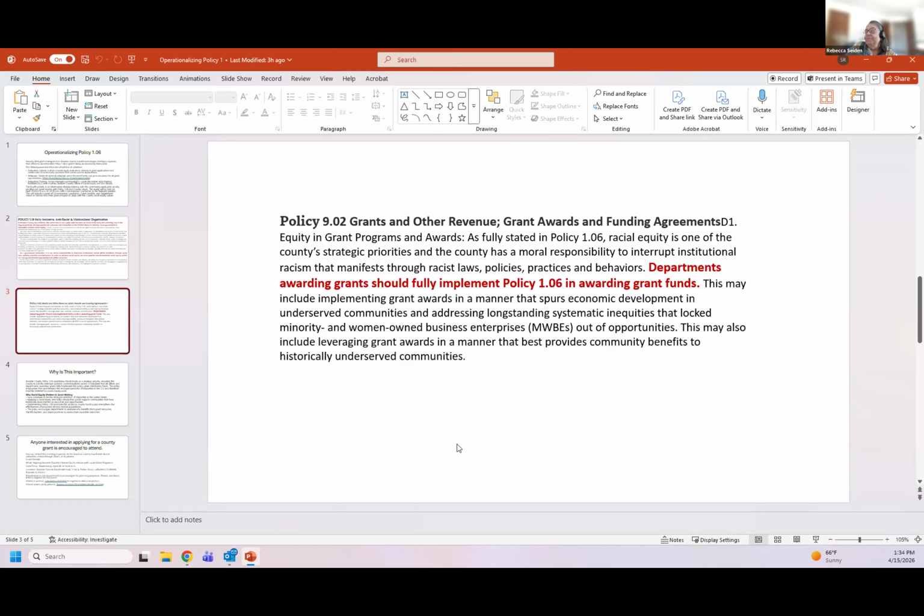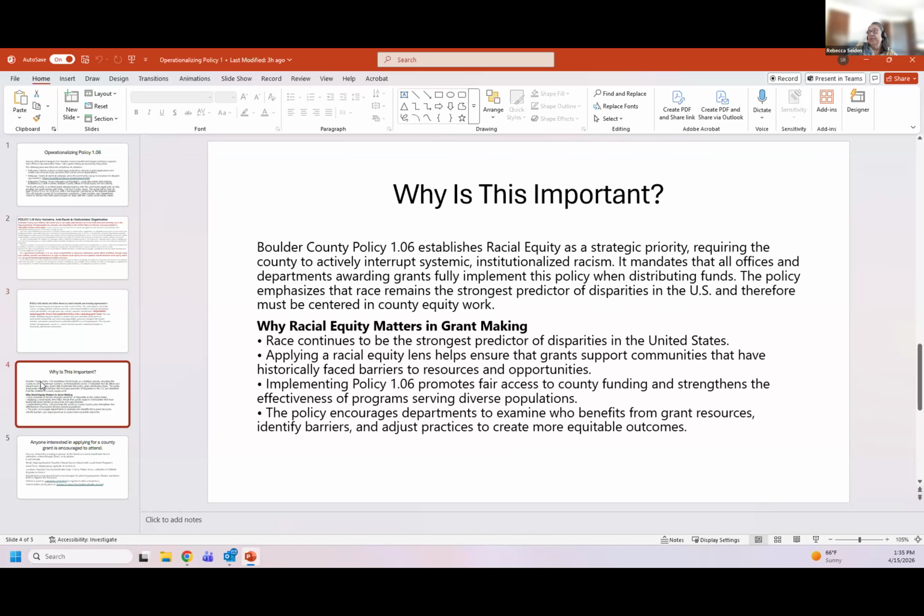Why do we do this? Because it spurs economic development in underserved communities. And also it addresses the longstanding systemic inequities that locked minority and women-owned business enterprises out of opportunities. So why is this important? Boulder County Policy 1.06 establishes racial equity as a strategic priority, and it requires the county to actively interrupt that systemic institutionalized racism.